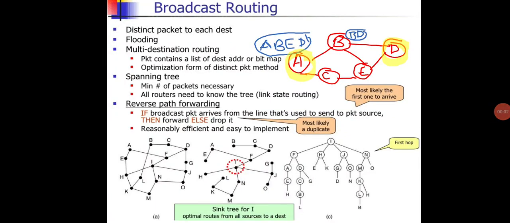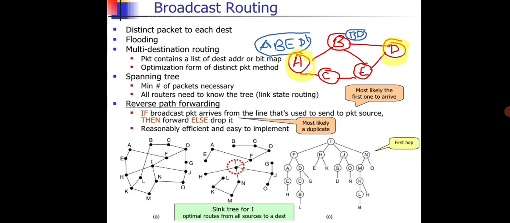So the next routing technique is broadcast routing. In broadcast routing, packets are sent to all nodes, even if they do not want it. So in broadcast, what is done? Packets are sent to all the nodes on the network. It is similar to flooding.